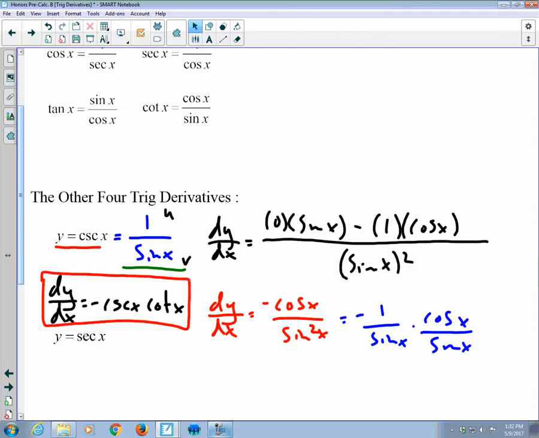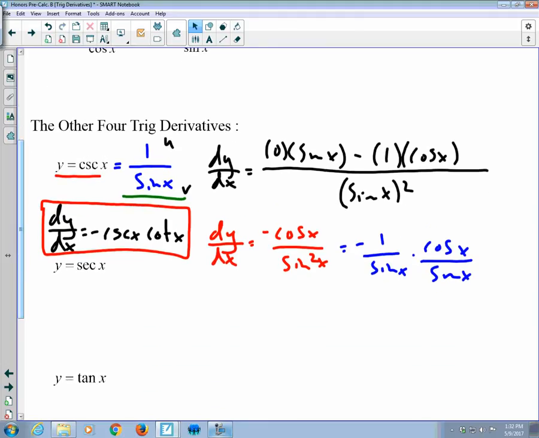Now right here, what I want you guys to do is basically the same thing with secant. So we're going to have you determine the derivative of secant x on your own. It's a lot of the same algebraic steps, and we're going to come back and take a look at this together.